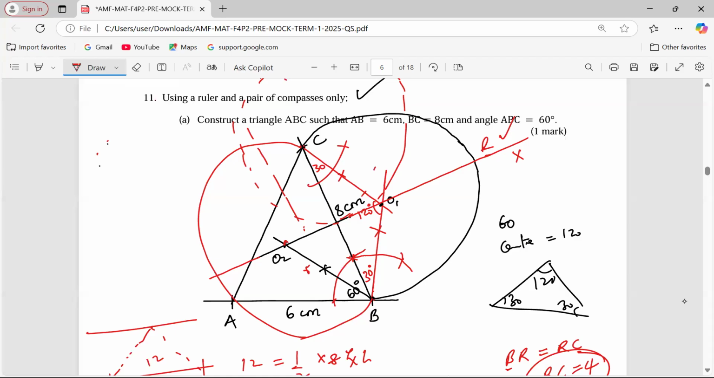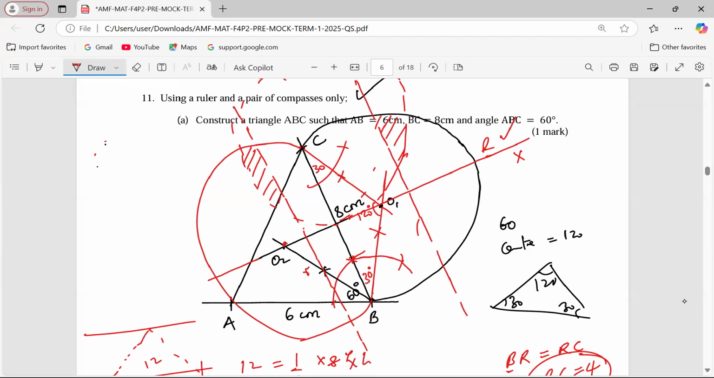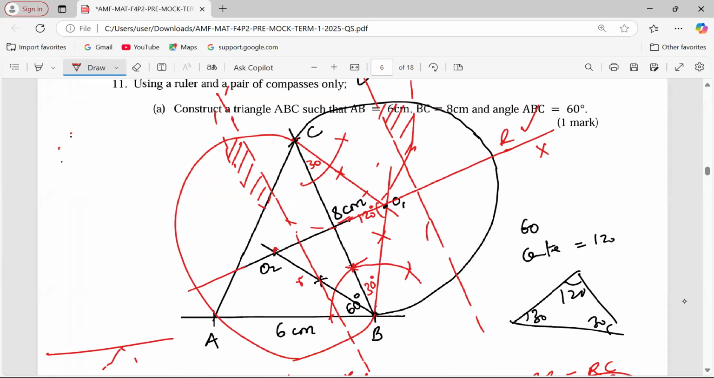This line is 3 centimeters away from BC. And we do the same on the other side, 3 centimeters away from BC. So you see the shaded region now is going to be here. The area is going to be somewhere there, and also on the other side. So that is how you're going to get the diagram.